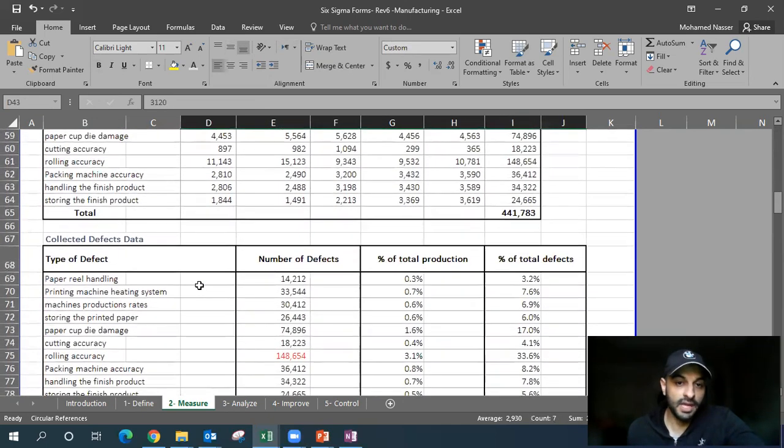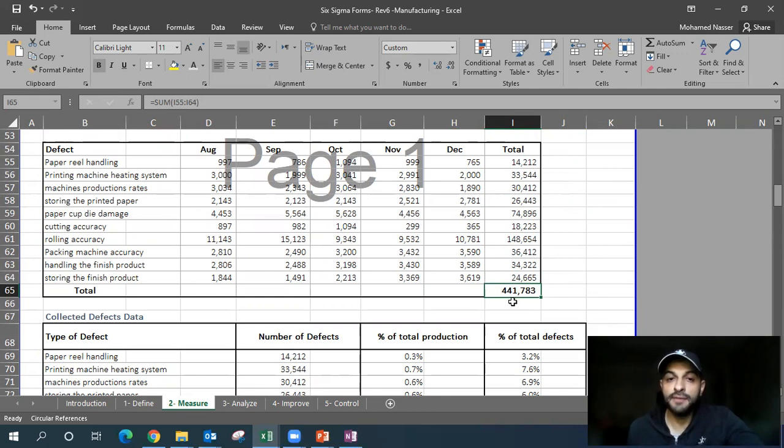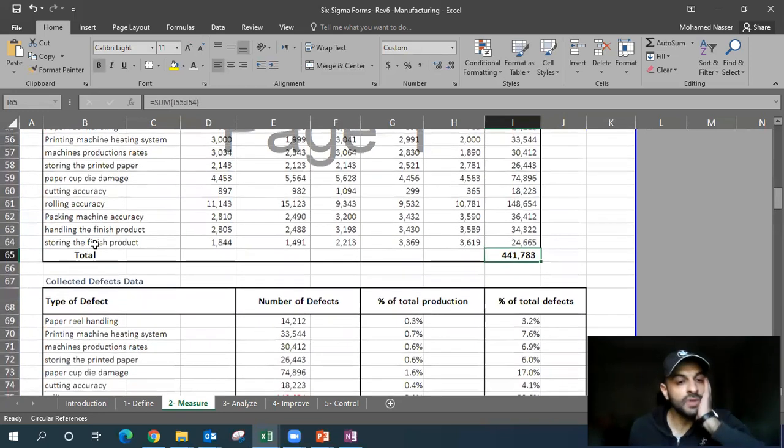Fine. Then after collecting these defects, you need to have the total number of defects annually. So I have 441,783 defected cups per year due to that reason, okay?